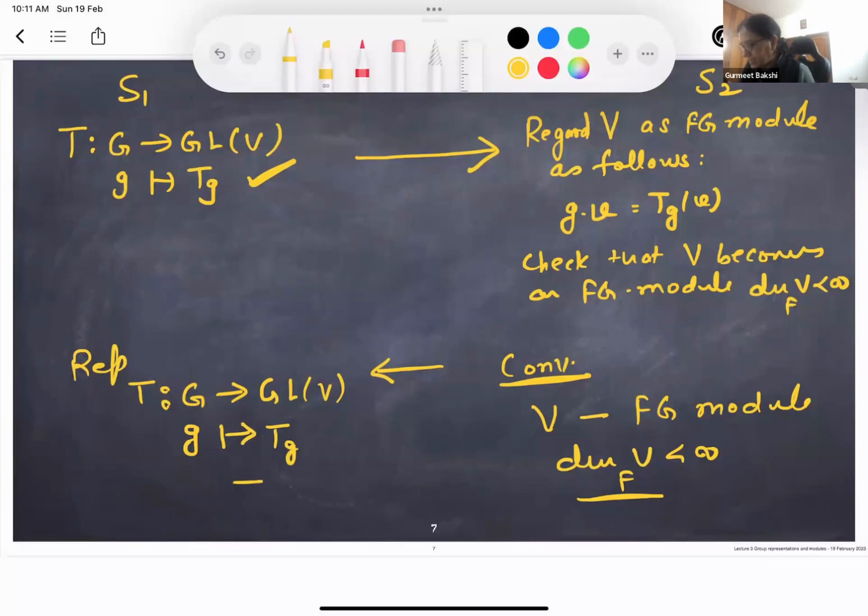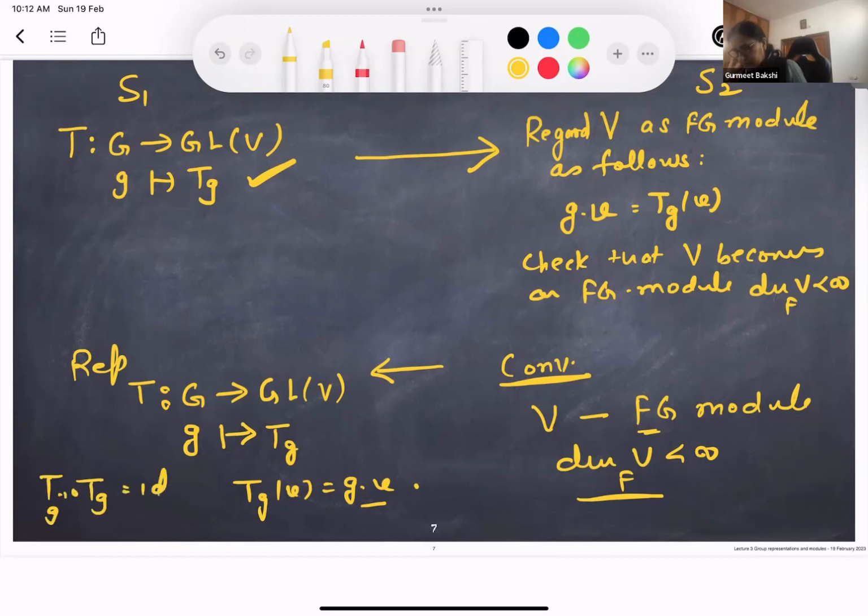So you define Tg. Tg of V is defined as G dot V, because I know V is an Fg module. I know G dot V because V is an Fg module. So this makes sense. This is coming from this action of Fg on V. And this is a one-one onto linear transformation because G is invertible. Tg composed with Tg inverse is identity, and therefore this is a one-one onto linear transformation from V to V. So this Tg defined like this is an element of GLV, and there is a map from here to here.